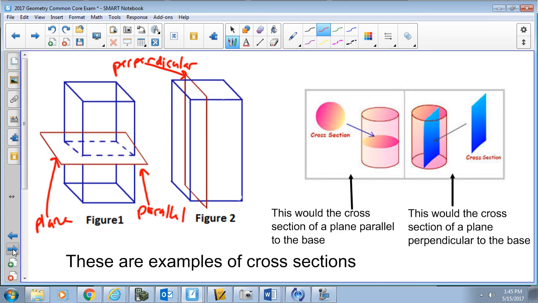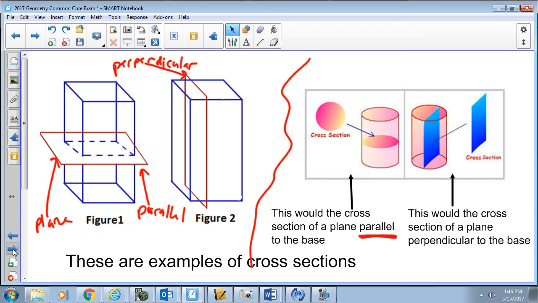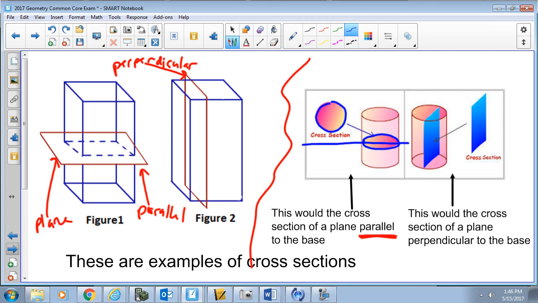Now notice, when we're looking at this cylinder, if you cut parallel, like the one on the left, your cross section is going to be circular. And you can kind of imagine that. You can see here, if you cut parallel, which means you're cutting this way, this is what's going to come out.